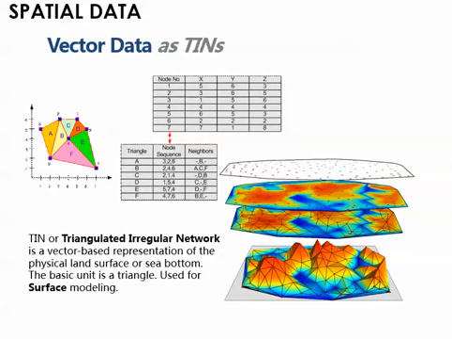And finally, we represent vector data as TINs. This is where we are able to create 3D surface models of our environment. A TIN, or triangulated irregular network, is a vector-based representation of the physical land surface or sea bottom. The basic unit is a triangle used for surface modeling.